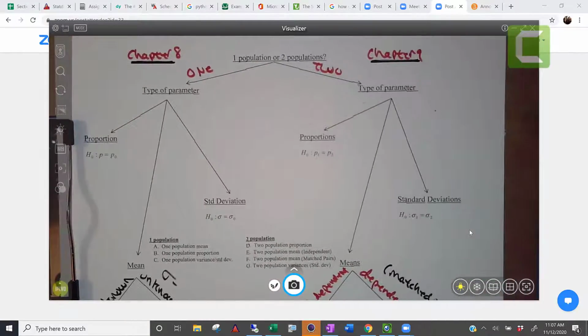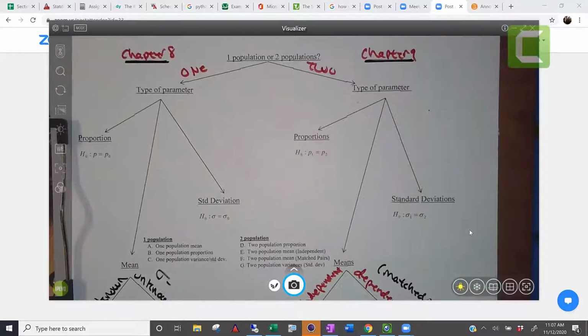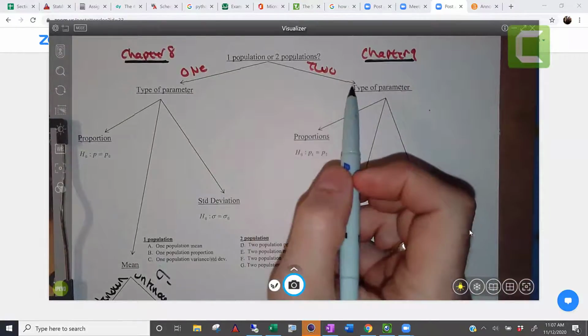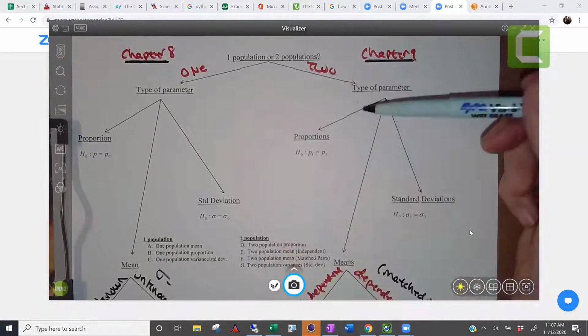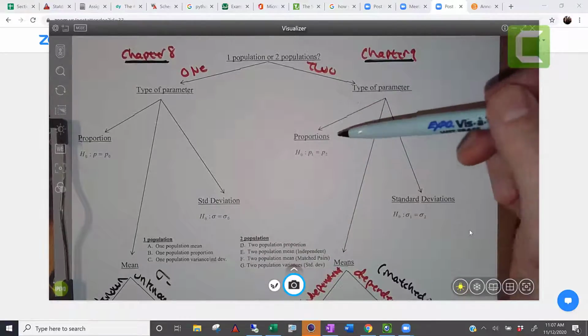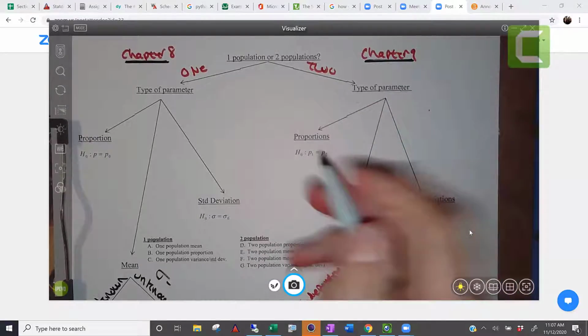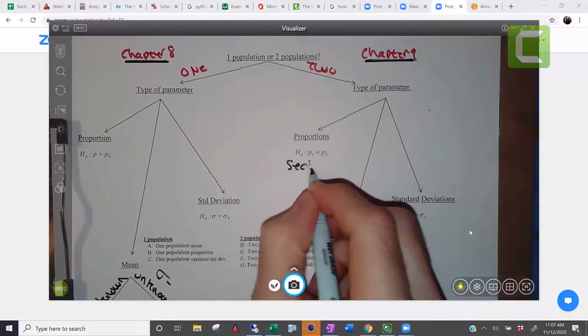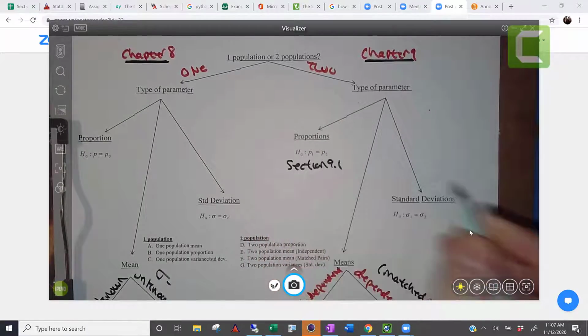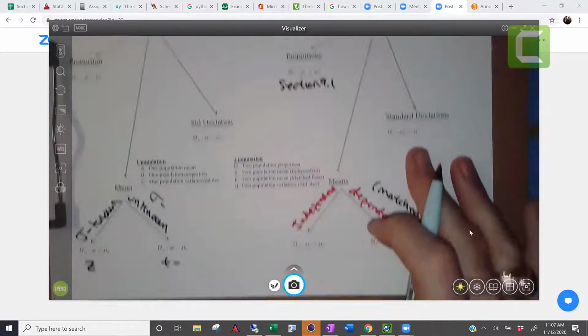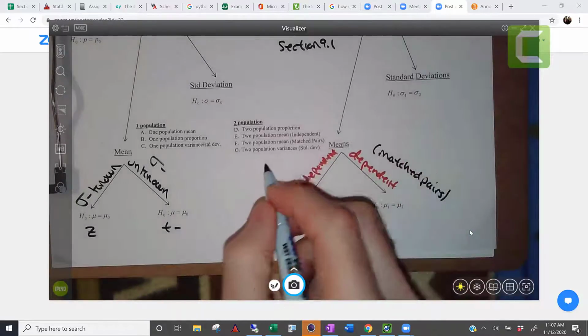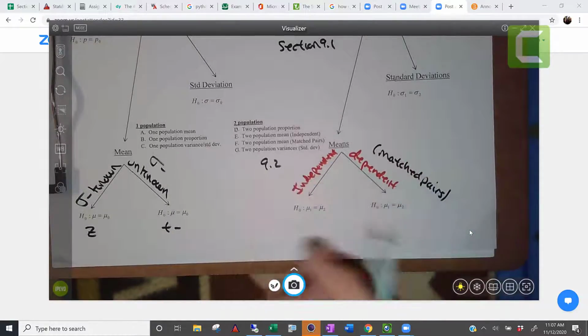Then we moved over to chapter 9. In chapter 9, all of a sudden we started working with two populations, and we can test the same things. We can test two population proportions. That was section 9.1. We can test two population means. We did section 9.2 the other day.